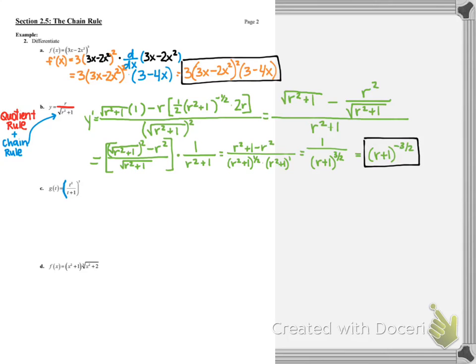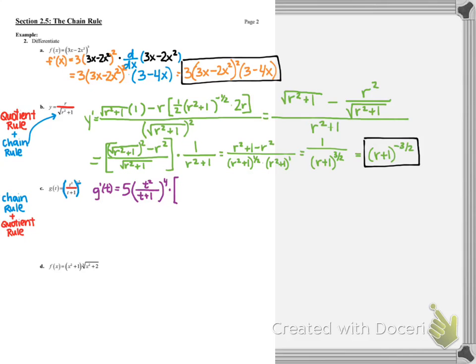If we take a look at letter C, we have a chain rule situation because we have a function inside of a function. We also have a quotient rule due to the fraction that is inside. So first, we're going to take the derivative of g of t. So we will take the derivative of the outside chain rule. So we bring that 5 down, evaluated at the inner. So notice I brought the 5 down, changed the exponent to the 4, and now I need to evaluate that at the inner function, which is t squared over t plus 1.